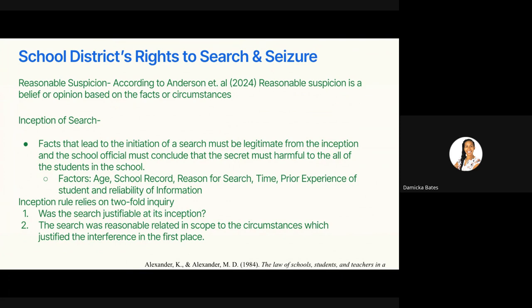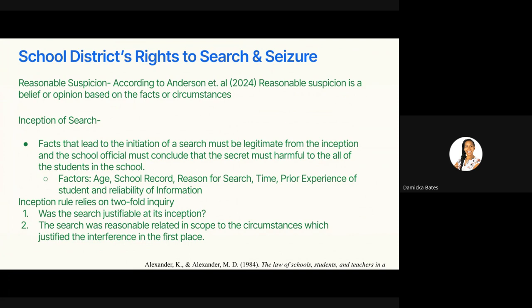The facts that lead to the initiation of a search must be legitimate from the inception. So at the moment that you believe a search is required, there have to be specific facts. And there are some factors that you have to consider when you're going to do this in school. Those factors are age, school record, reason for search, time, prior experience of the student, and reliability of the information that you obtained from whoever is reporting it.